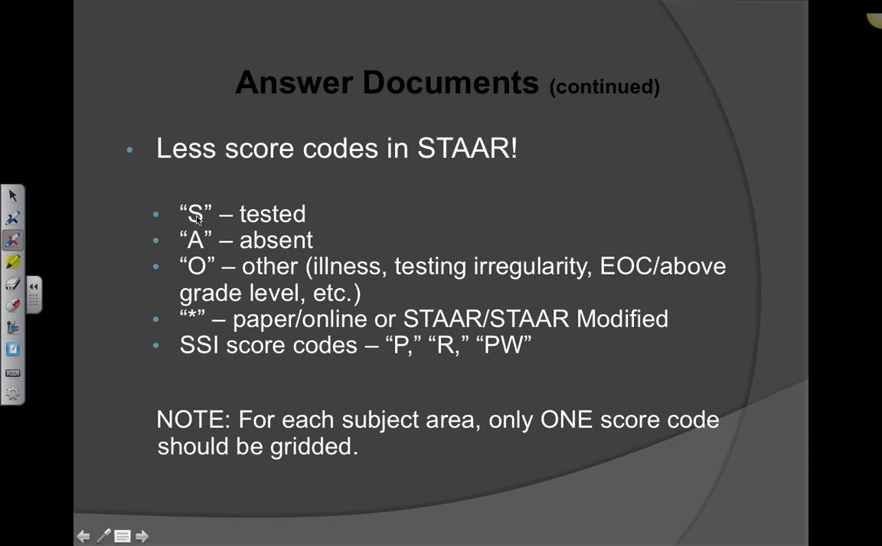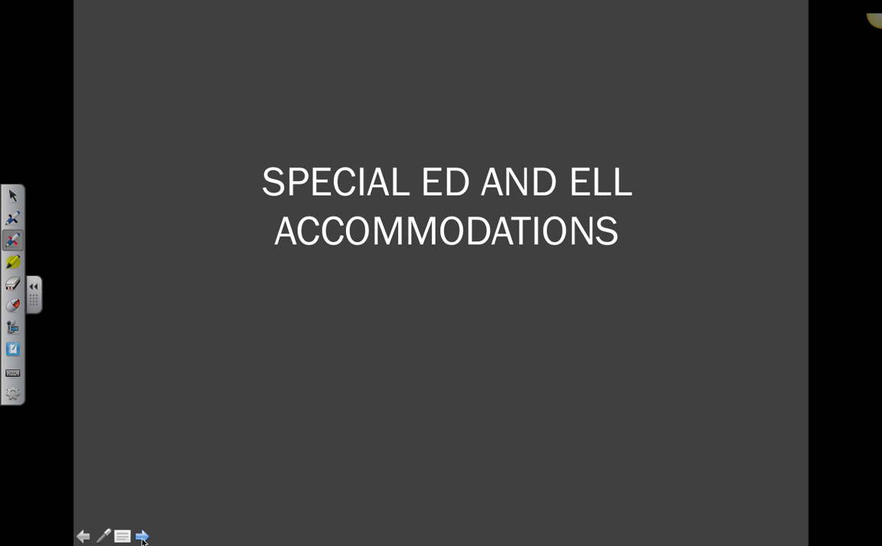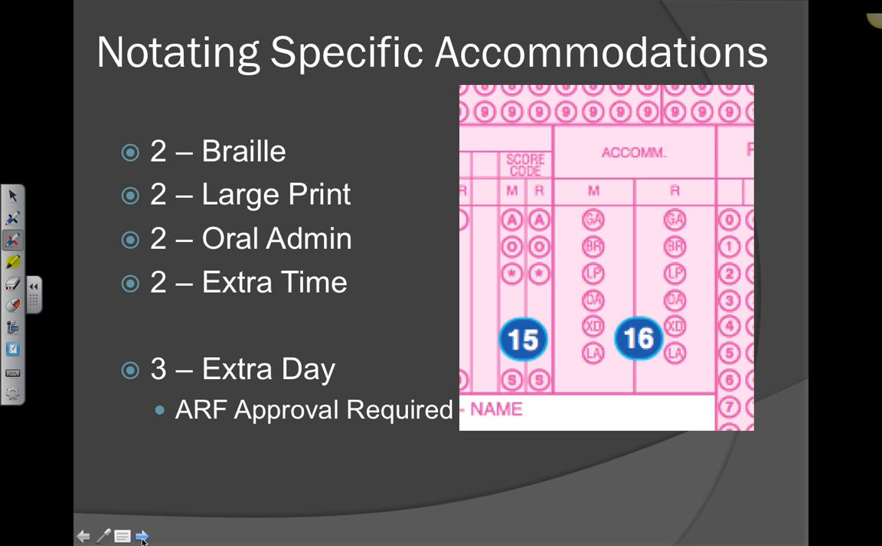Here are the score codes: S that they tested, A for absent, and you'll only mark O if I tell you to. That's for if something came up, like they left during testing because of illness, a testing irregularity, something like that.